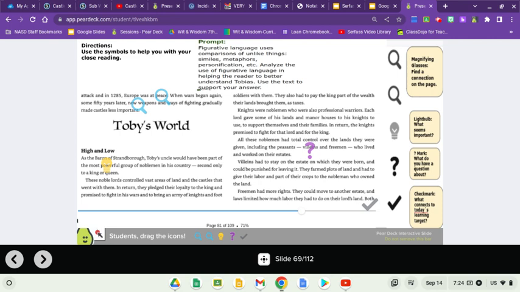Villeins had to stay on the estate on which they were born and could be punished for leaving the estate. They farmed plots of land and had to give their labor and part of their crops to the noblemen who owned the land. Freemen had more rights. They could move to another estate, and laws limited how much labor they had to do on the lord's land. Well, I certainly do not see any figurative language, so I'm going to put that check mark down there.